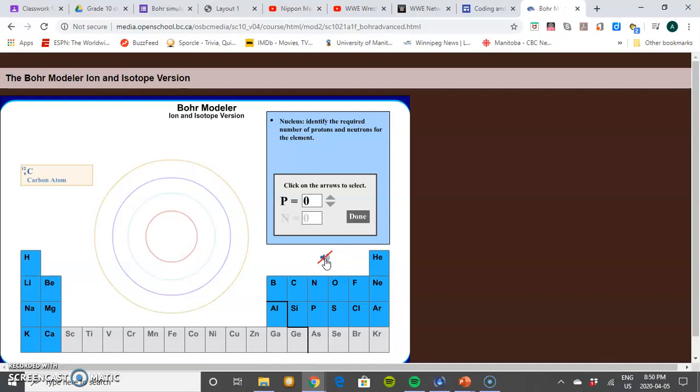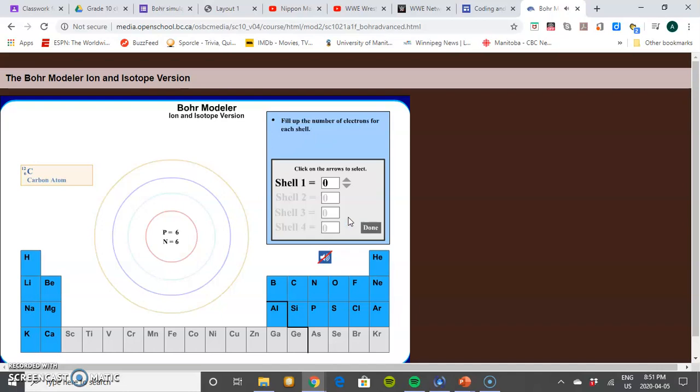Sorry, I forgot that this one talks. So if you look here on the left side, it says 12,6 carbon. The 6 is the atomic number and the 12 is the mass number. Remember, the atomic number is how many protons you have. So there are 6 of them. And then the mass is 12. We already used 6, so 12 minus 6 gives us 6 neutrons. Well, there we go.